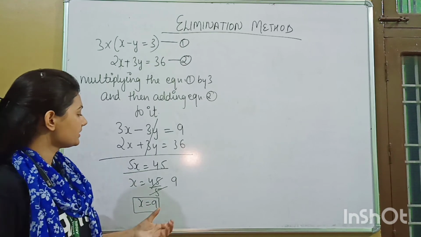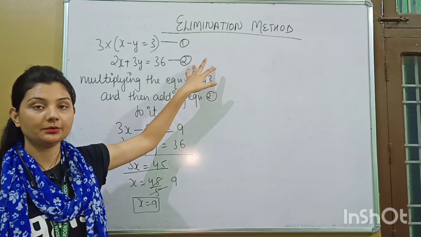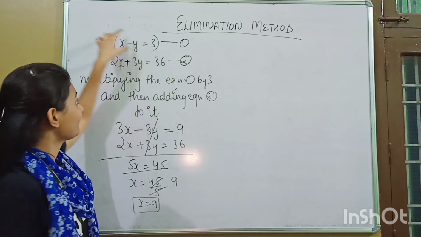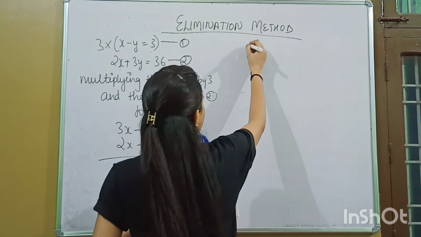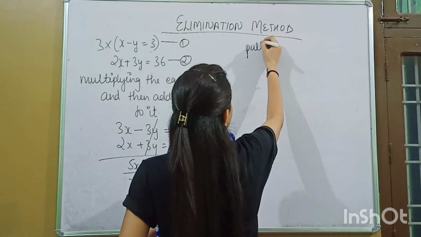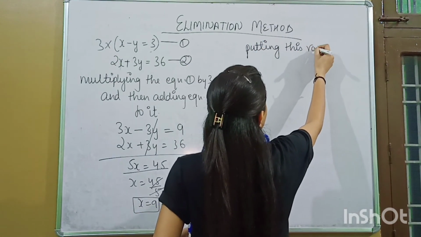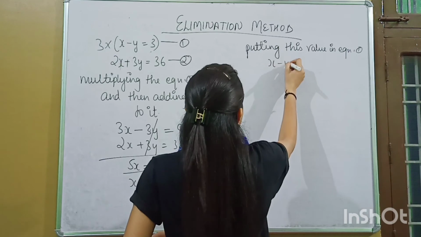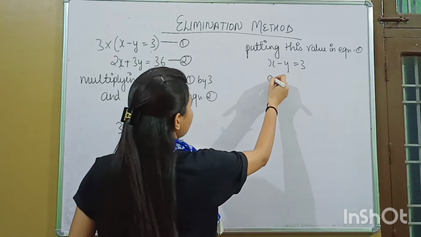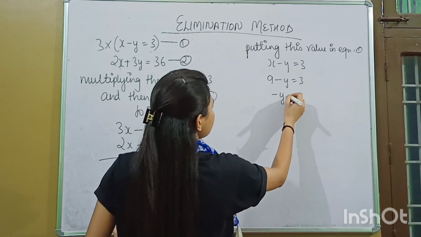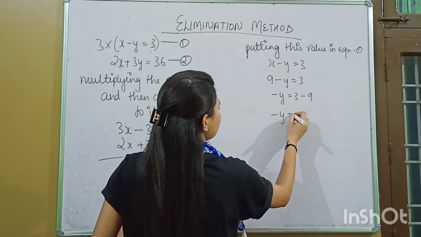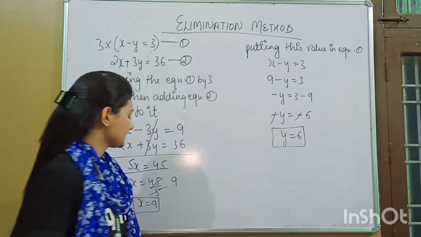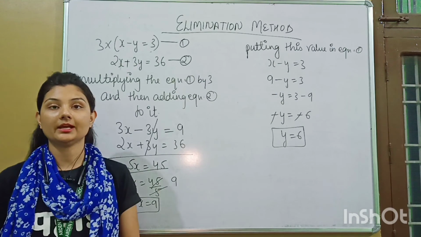Now what we can do, we will put this value of x either in equation 1 or equation 2, and when you put the value of x, just put it in the simple equation, whatever is given in the question, not the one after multiplying. So putting this value in equation 1, equation 1 is x minus y is equals to 3 and x we got 9, so 9 minus y is equals to 3, minus y is equals to 3 minus 9, minus y is equals to minus 6. This minus and minus will be cancelled, so the value of y is 6. So this is how we have to do the elimination method.